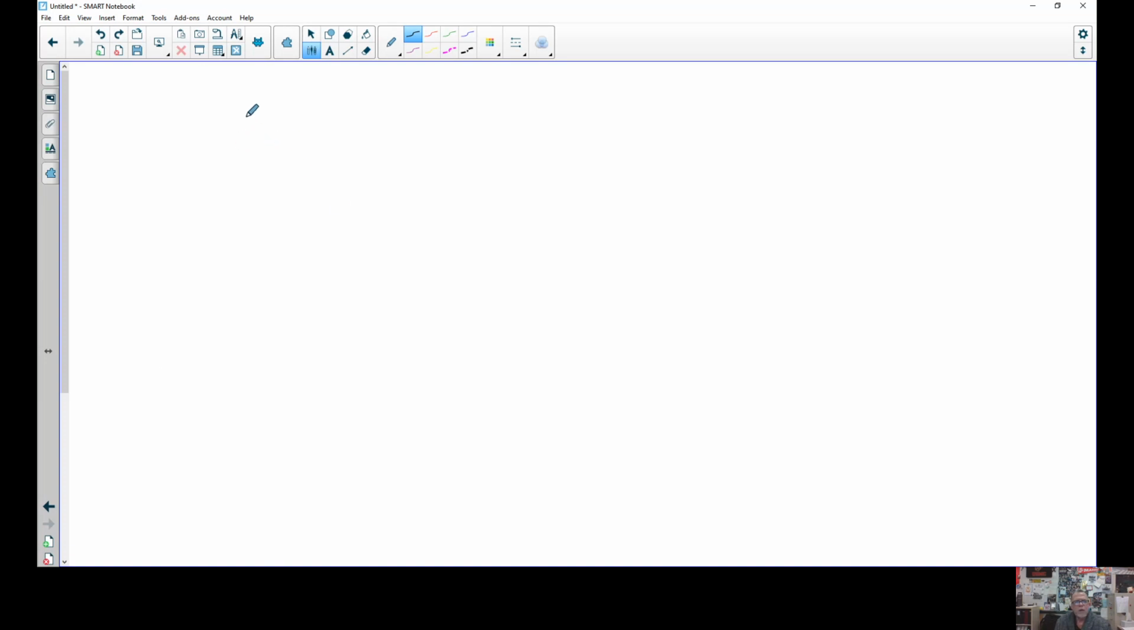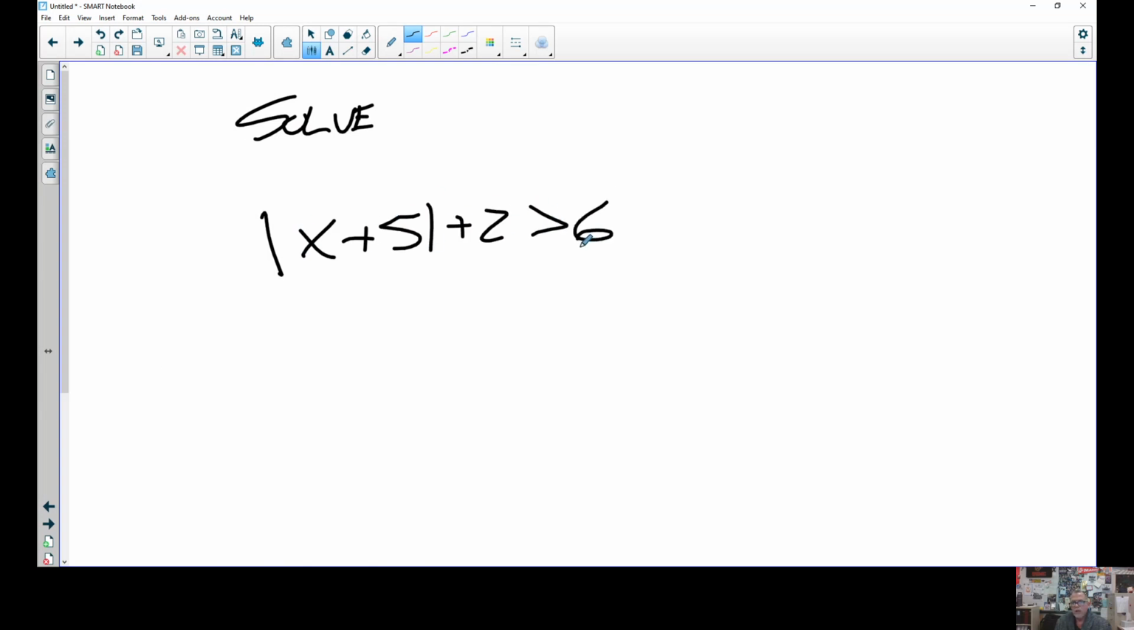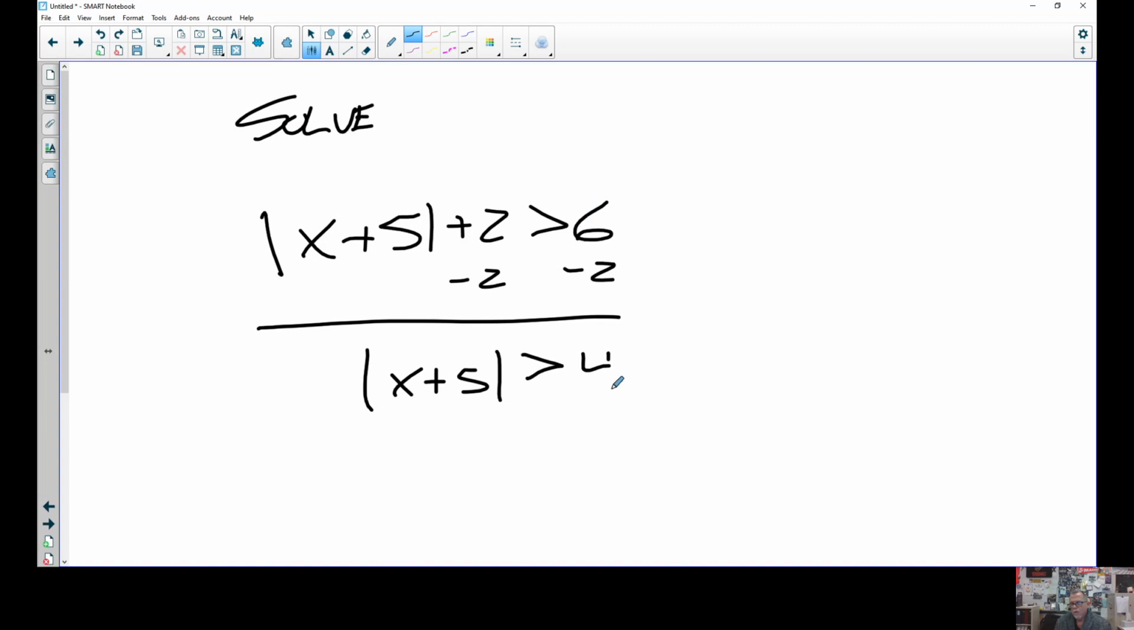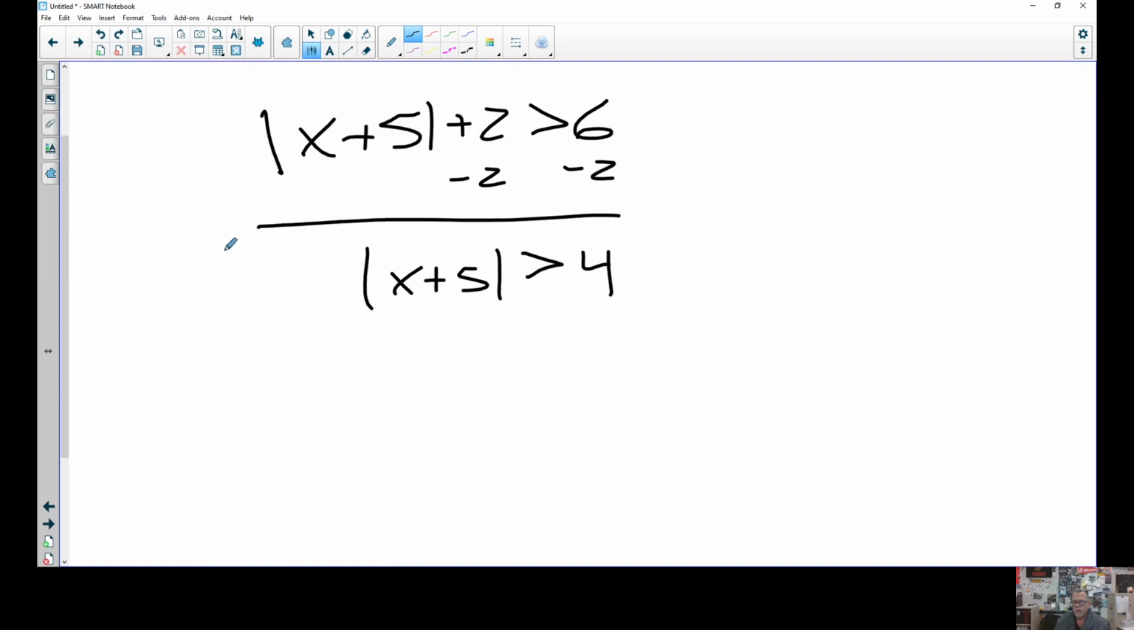Let's do a greater than. So again, solve are your directions. And it's going to be absolute value of x plus 5 plus 2 greater than 6. One thing I didn't mention before is the other ones had the absolute value isolated already. It's not here, so we have to do that. We have to get rid of everything else on this side. So I want absolute value of x plus 5, and that's going to be greater than 4. If you don't do this, you won't get the right answer. You got to get rid of everything else first. Isolate that absolute value first.